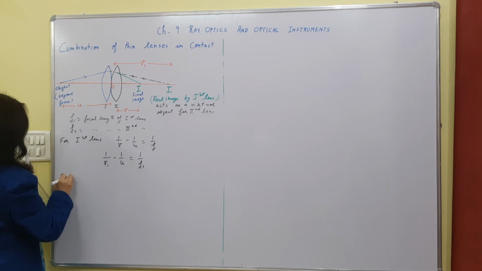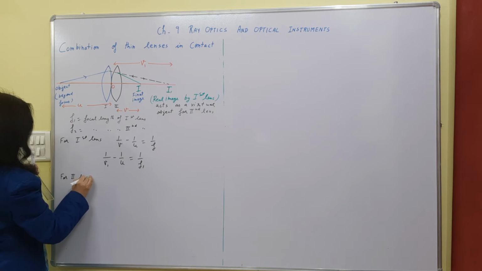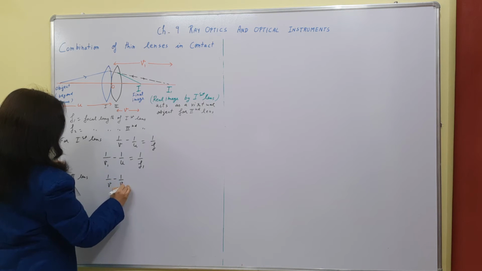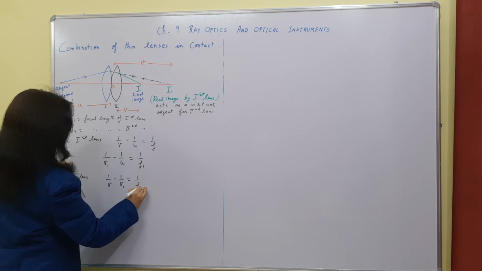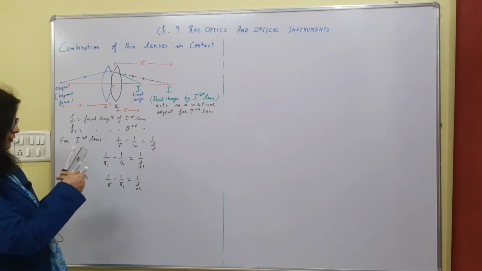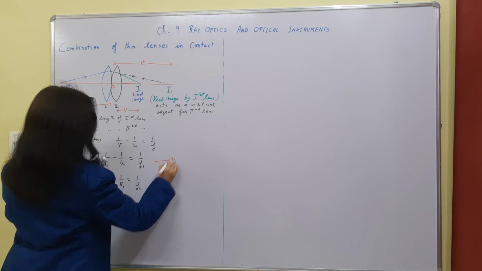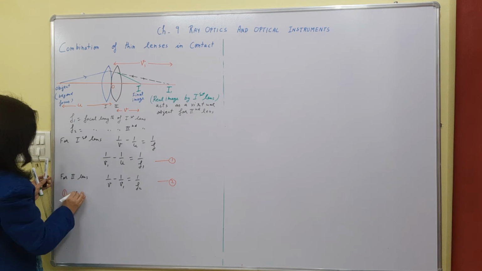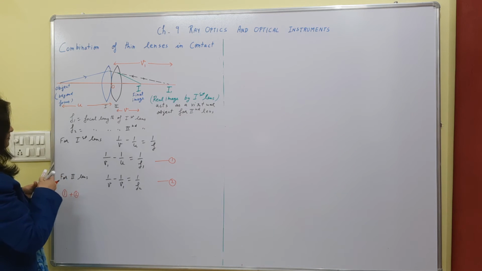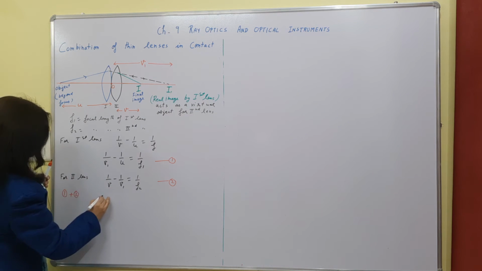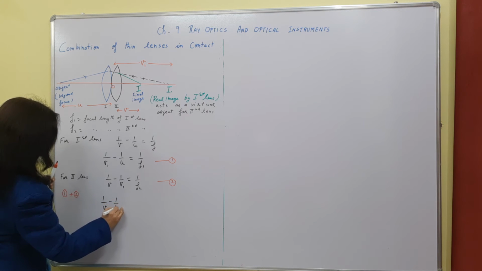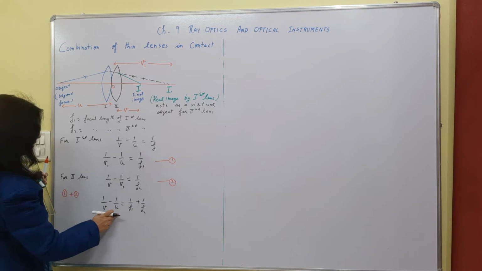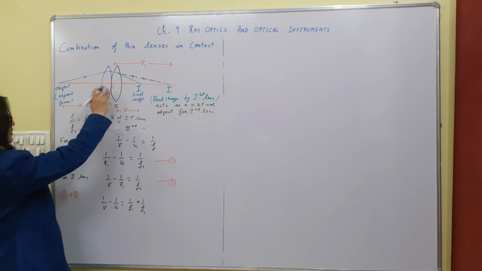For the second lens, it will be 1 by v minus 1 by v1 is equal to 1 by f2. Simply place the values over here. If I consider this as first and this as second, we can add 1 and 2. Add this and this, and what will we get? 1 by v minus 1 by u is equal to 1 by f1 plus 1 by f2. And this is for a single combination, because this will act as a combination.